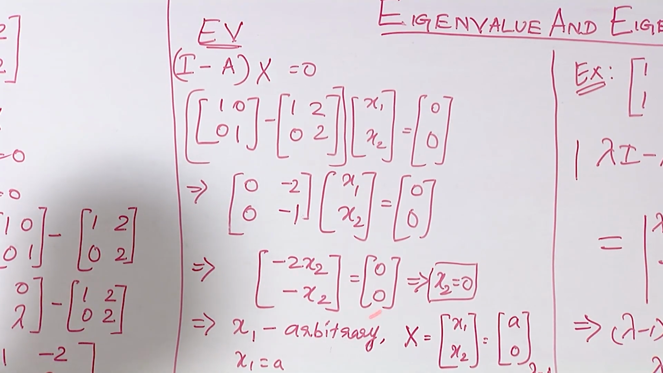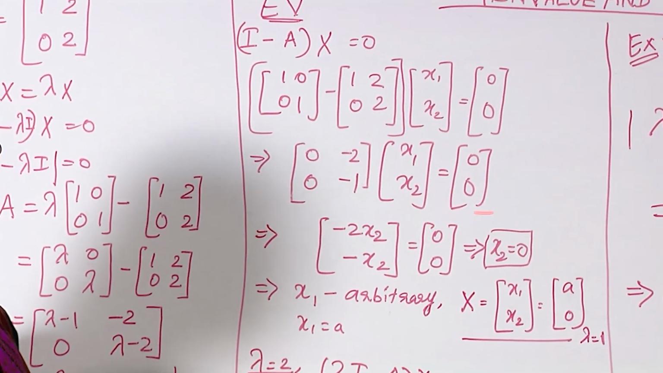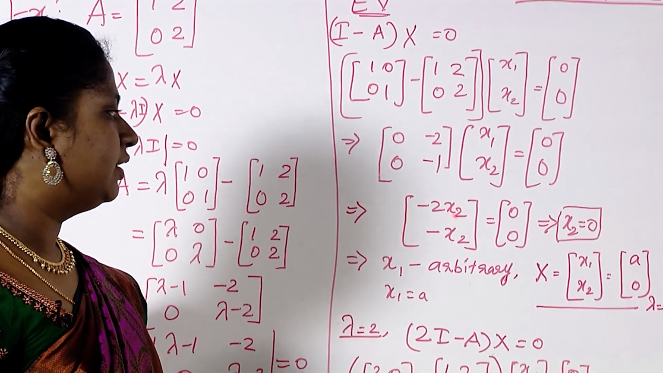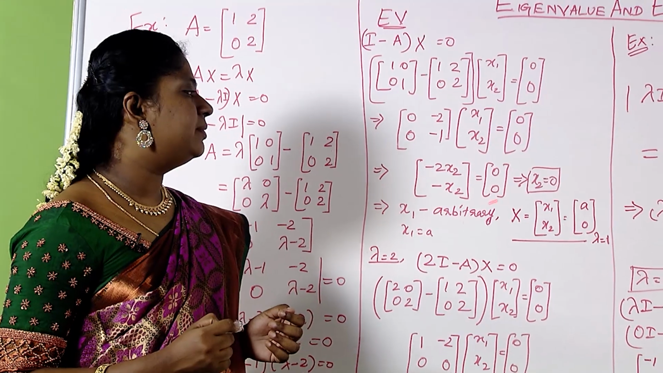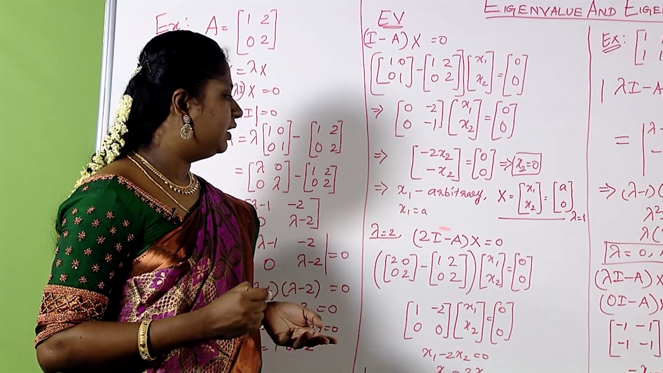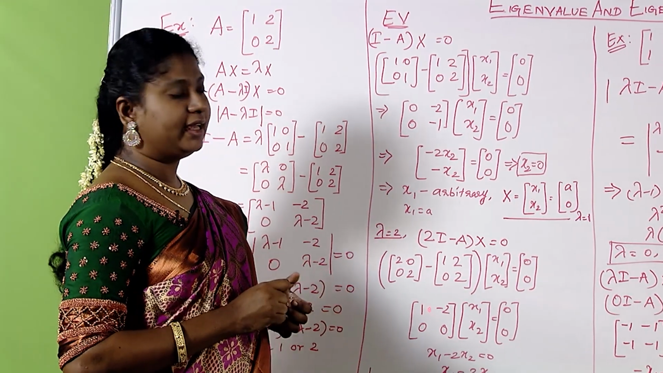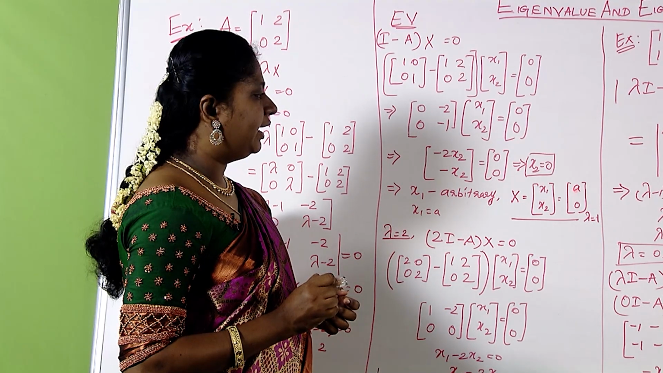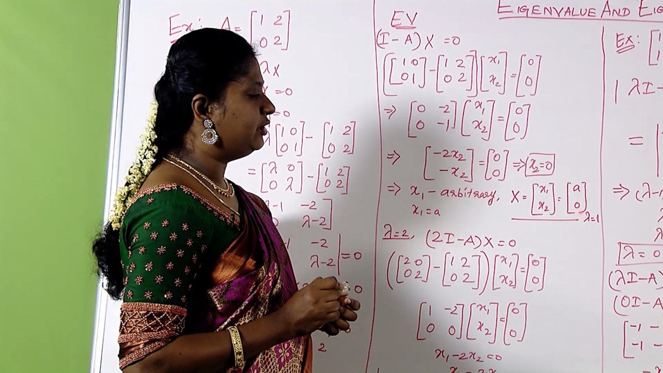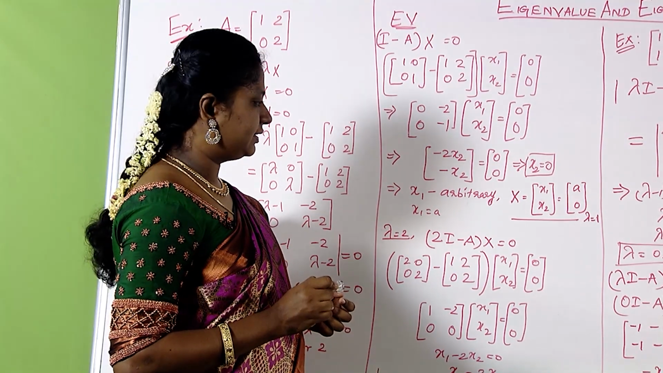So, from here you can tell the value of x2 is equal to 0. And what is the value of x1? x1 is arbitrary, you can take any value of x1. So, that is what we mean from here. Therefore, since x1 is arbitrary, take any value, let it be a. Therefore, the eigenvector corresponding to the eigenvalue lambda equal to 1 is (a, 0), a 2 by 1 matrix.